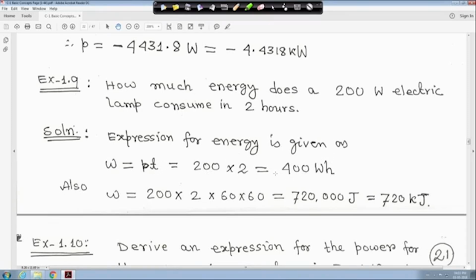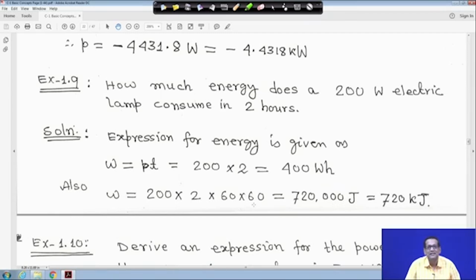But we know that joule per second is equal to watt, because we have seen P is equal to dW by dt, where W is the work done in joule, so it is joule per second. Therefore 1 hour is equal to 60 into 60, 3600 seconds. So this is 400 into 1 hour, which is 7,20,000 joule, equal to 720 kilojoule, because joule per second is equal to watt.